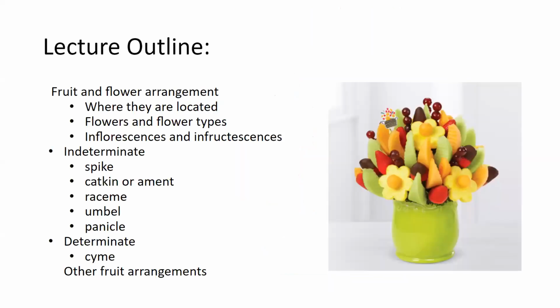Looking at this lecture outline, I don't know if you've ever received an edible arrangement, but we're going to look at this slightly differently. We're going to talk about fruit and flower arrangement, and then two different types of growth for reproductive tissue, indeterminate and determinate, and different types within there. We'll have lots of examples from each. You'll see a diagram of what each one looks like that will help you understand the definition. Then we'll look at some examples, and we'll also look at other fruit arrangements that aren't covered.